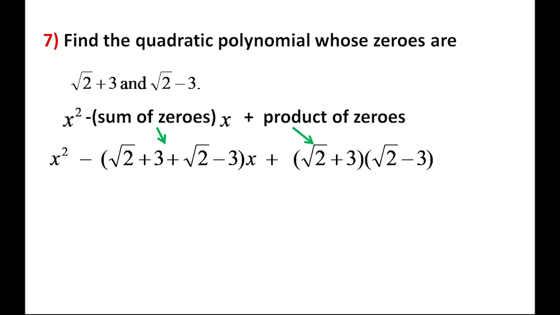Is it clear? And √2 plus 3 plus √2 minus 3, there plus 3 and minus 3 we can cancel. And the remaining is x square minus 2√2x.